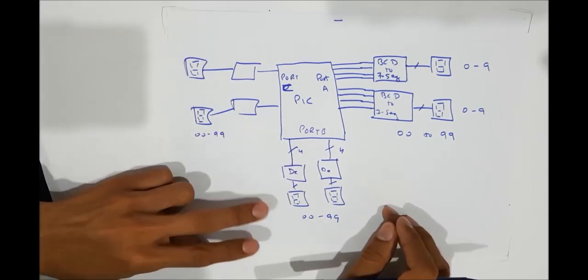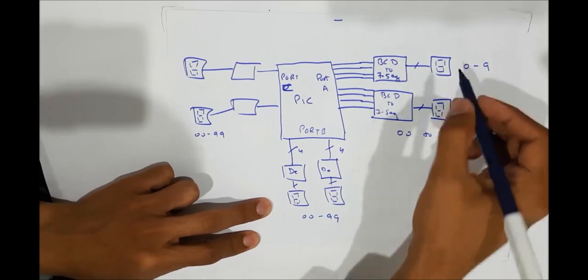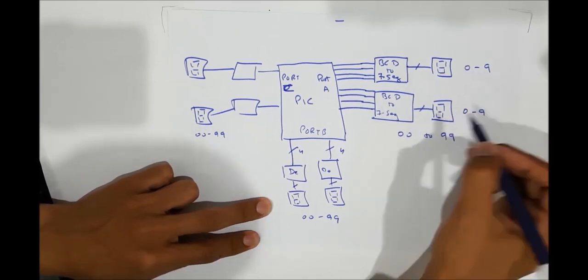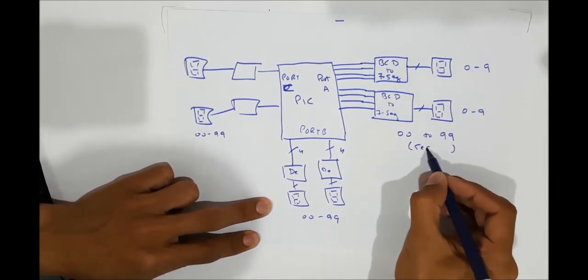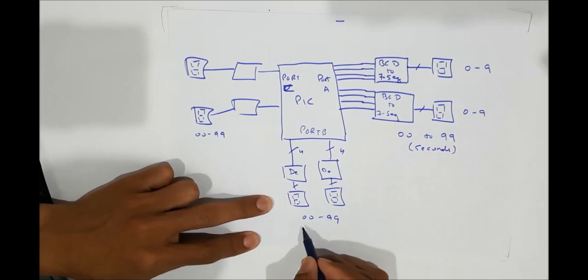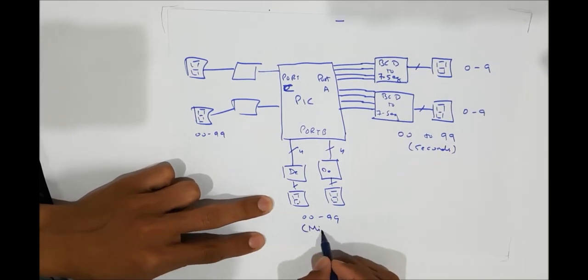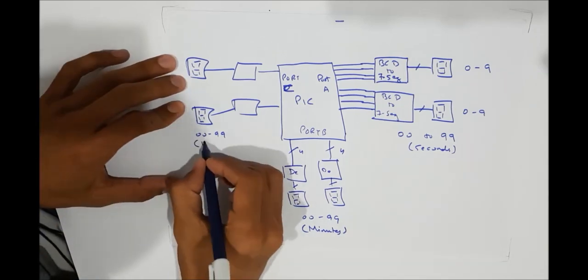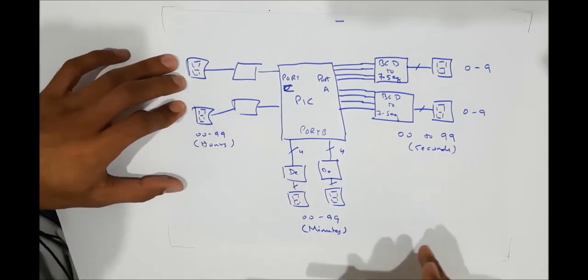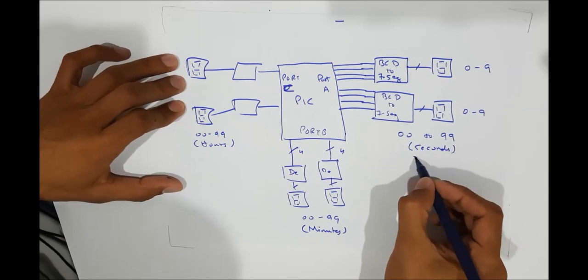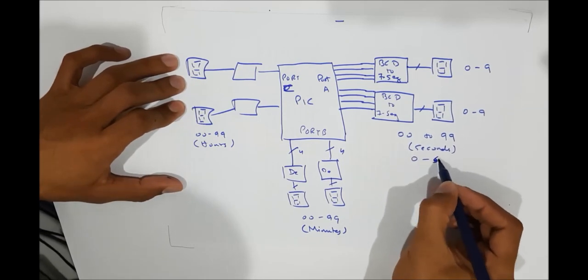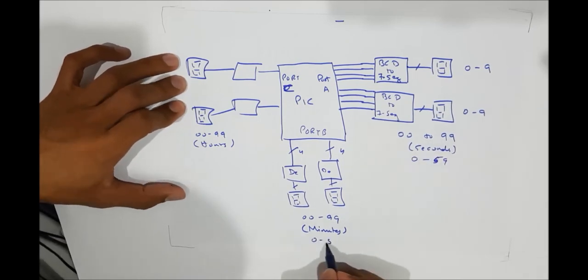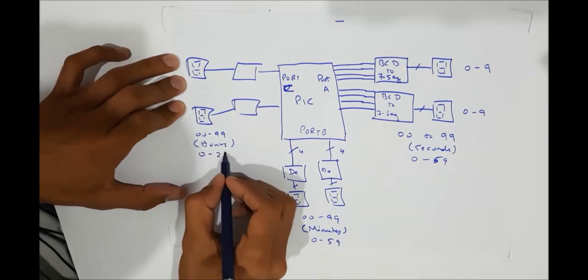Using this, we can make a clock. We can use this one as seconds, this port B for minutes, and this port C for hours. So we will count from 0 to 59 for seconds and minutes, and 0 to 23 for hours.